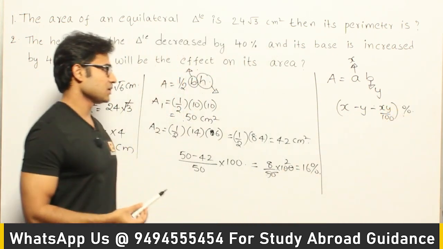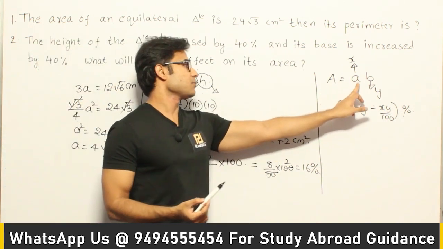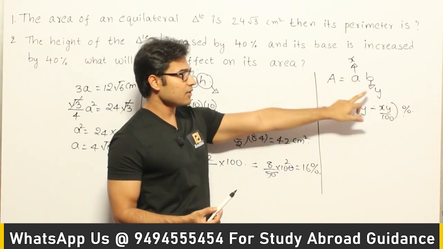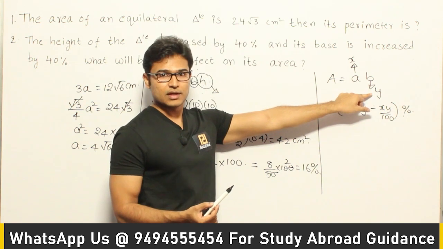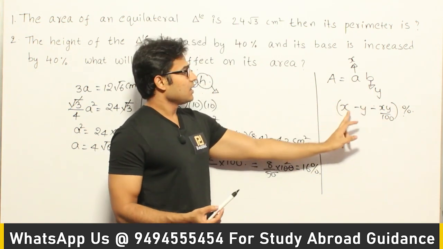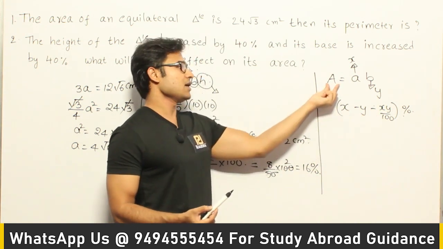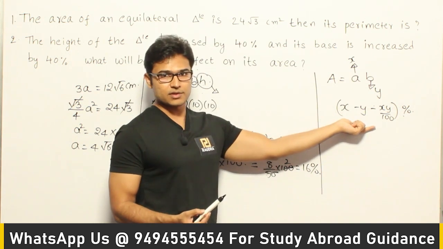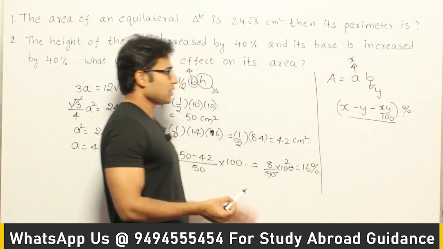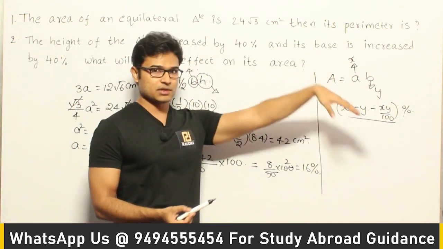So what am I trying to say here? If there is a number which is expressed as a product of two numbers, one number is increased by x percent and the other number is decreased by y percent, then the overall change is x minus y minus xy by 100. So this particular A is going to decrease by this number. Got it? We shall see the proof in the percentages topic.